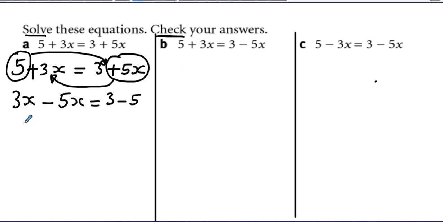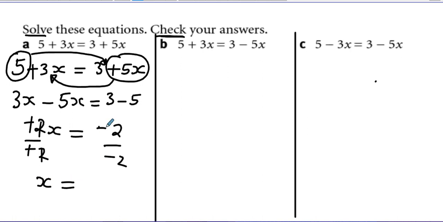3x minus 5x is negative 2x. 3 minus 5 is negative 2. So to find the value of x, divide by negative 2 on both sides. Negative divided by negative is positive, and 2 divided by 2 equals 1.